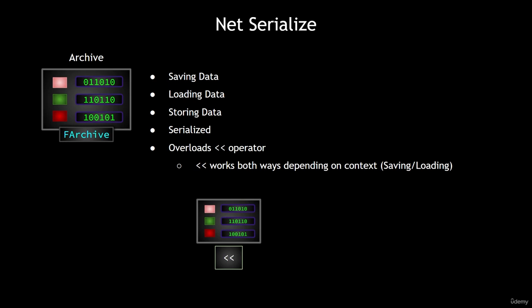If we have an FArchive and we're using the left shift operator, and on the right-hand side we have some Boolean variable, for example, well, if we're saving, then that left shift operator is going to take that Boolean value and serialize it and store it in the archive. However, on the other hand, if the context is different, if we're in the process of loading, then we're going in the reverse direction. That series of bits is deserialized and then stored in that Boolean that exists on the right-hand side of the left shift operator. So just be aware of the versatility of the FArchive's overloads for this operator.